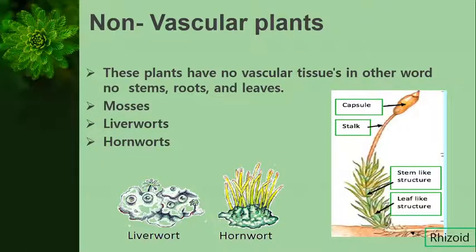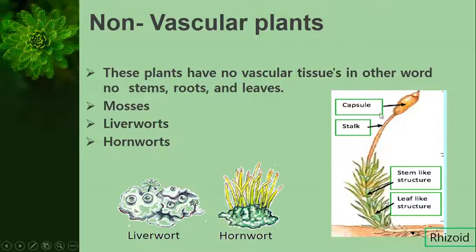Number 1. Non-vascular plants. The non-vascular plants do not have vascular tissue. They do not have xylem and phloem. They also do not have any real stems, roots, and leaves. Examples for non-vascular plants are the liverworts, hornworts, and mosses.